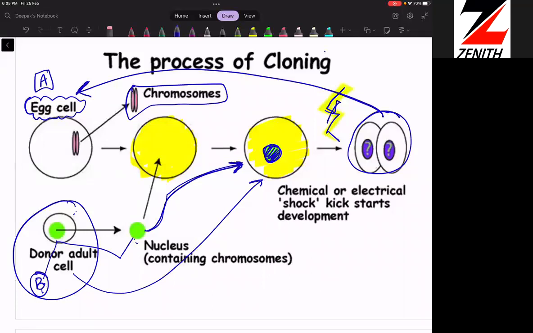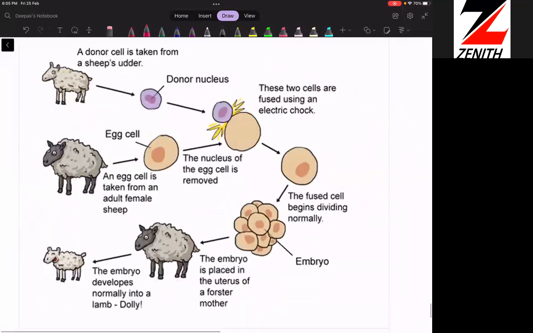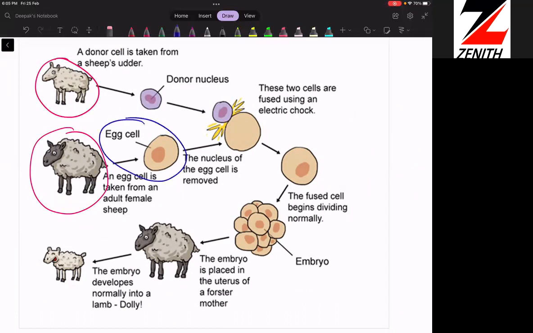You're following this? So in cloning, what they are doing is, let's say this is a black sheep, this is a white sheep, right? From the black sheep they take the egg cell. In that egg cell they will remove the nucleus. The nucleus of the egg cell is removed.